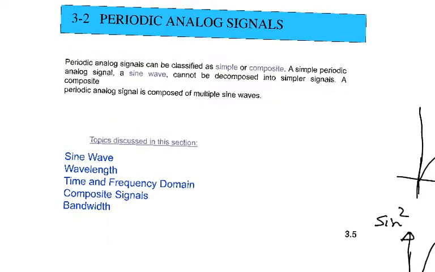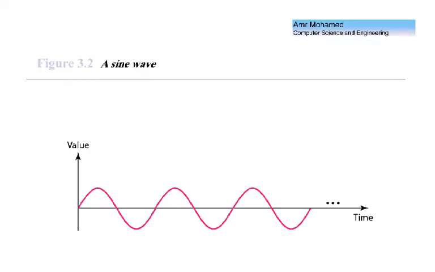So a periodic. Now we will discuss the periodic analog signals and what are the characteristics of these periodic analog signals. Okay. So first, this is an example of a simple analog periodic signal, which is the sine wave.